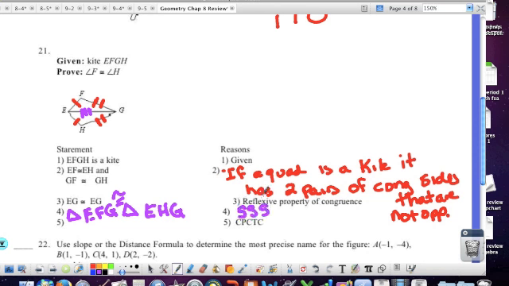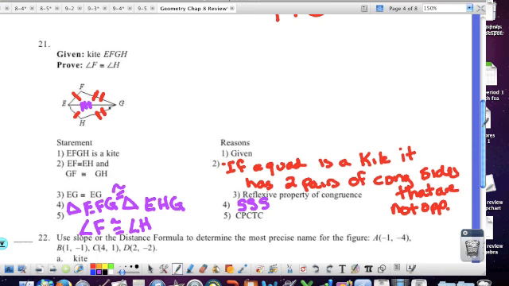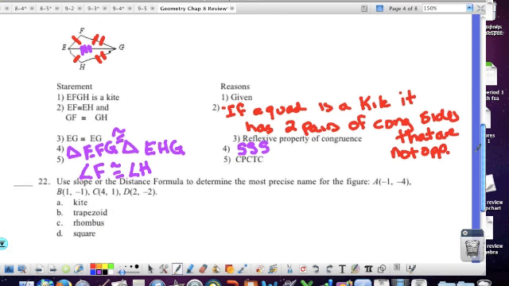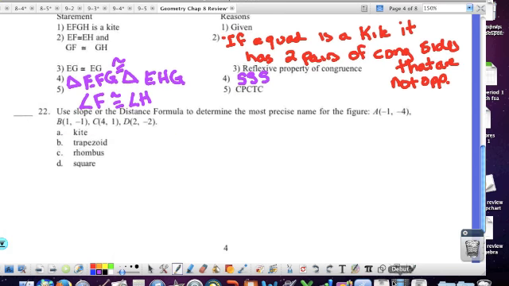So some of you are going to say, well, Mrs. Falk, how did you know that that's what they were looking for? Well, in number 5, they have corresponding parts of congruent triangles are congruent. Whenever we use that, I've said we use that right after we use a triangle congruence theorem. So what they wanted us to prove was that angle F is congruent to angle H. You can see that in the congruent statement there, and it is true because corresponding parts of congruent triangles are congruent.